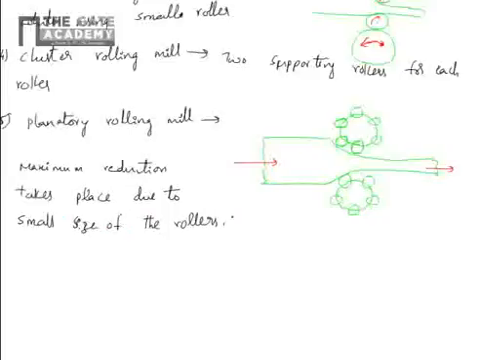So this is about rolling. Next topic is drawing. So before going to this topic, we will do at least two problems from the old GATE questions. GATE question number 20. Question number 20, one more question, GATE 2002.